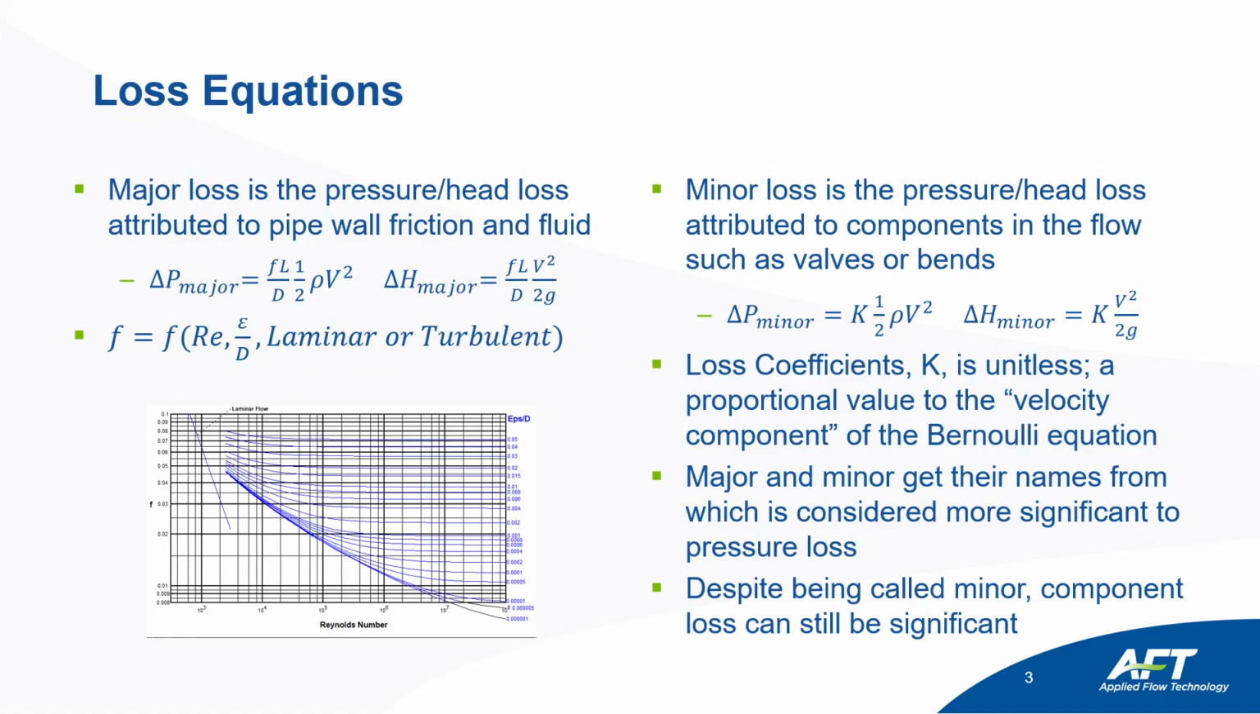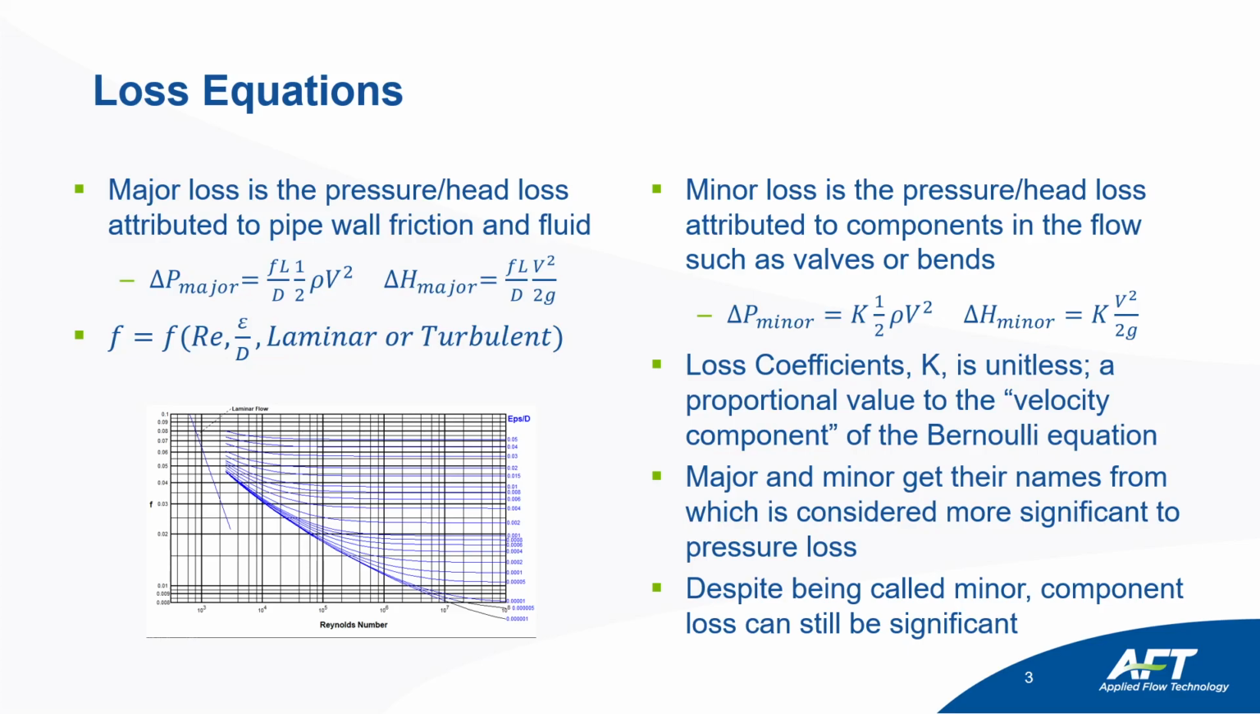Let's start with the loss equations. Major loss, as we know, is the pressure or head loss that is attributed to the pipe wall, friction, and fluid. These are pretty common. It's going to be your delta P is equal to the friction factor times the length over diameter times 1/2 density velocity squared. I like thinking in terms of pressure, but I know there's a lot of people that like to think in terms of head, so you'll see those equations here as well, the delta head variation.